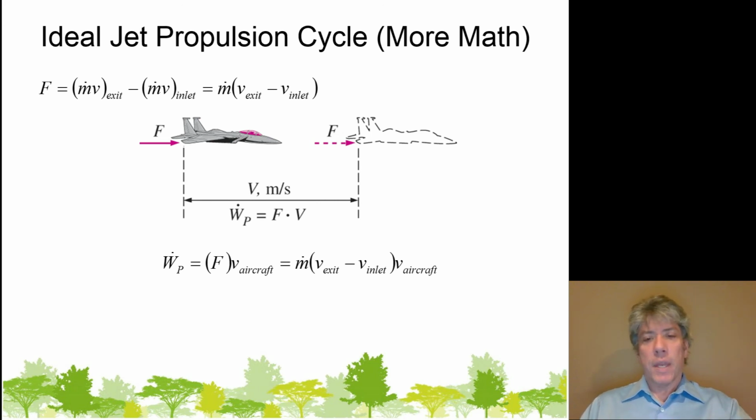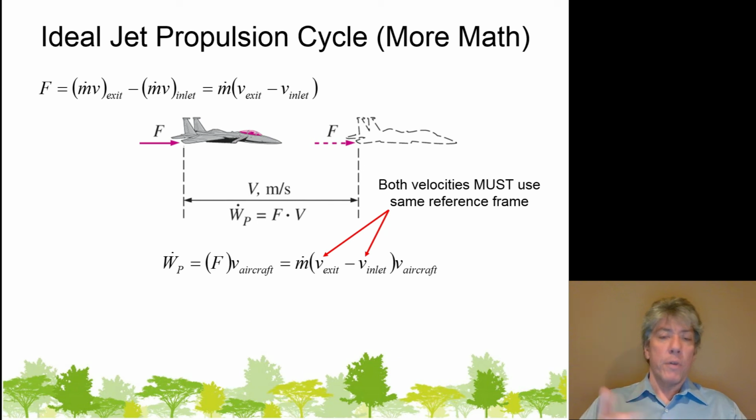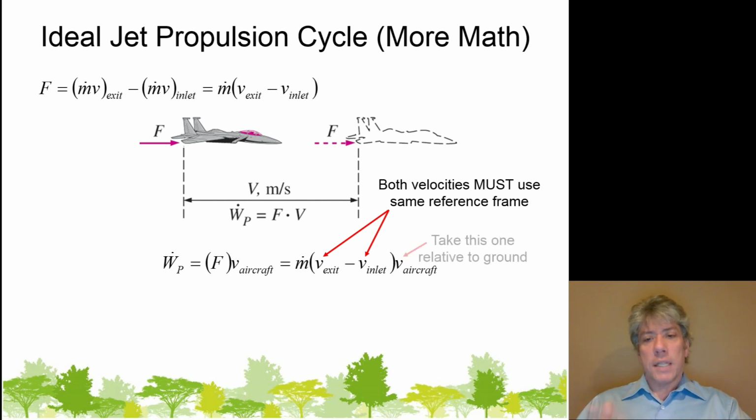Now be careful here. It turns out that the velocity at the inlet and exit of the engine have to be taken with respect to the same reference frame. In other words, if you're thinking of these velocities and measuring them while sitting in the jet, that's a different thing than measuring them on ground, right? Now, the difference between those two is the same regardless of whether you measure them in the jet or you measure them on ground. So it doesn't matter what frame you take, just make sure that when you're quoting these two or you're finding these two velocities, that they're taken with respect to the same frame, either a moving one on the jet or a still frame on the ground. But then the velocity of the aircraft has to be taken relative to ground, otherwise it doesn't make any sense.